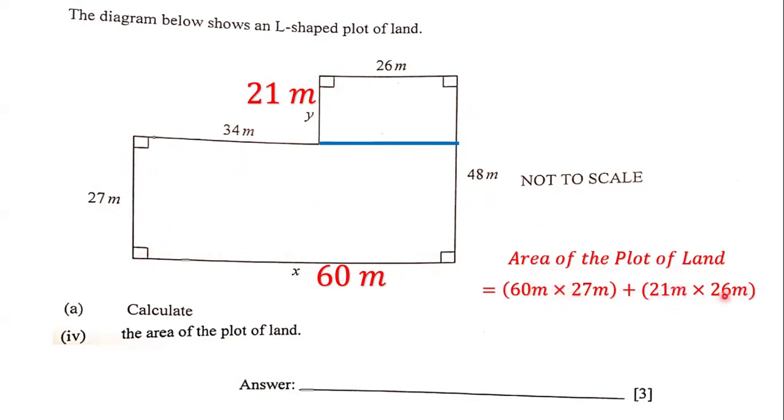And the area of the second rectangle is 26 meters multiplied by 21 meters. If we multiply them, 60 times 27 is 1,620 meters squared, and 21 times 26 is 546 meters squared. And so we have to add these two together, and when we do, we get 2,166 meters squared. And that's going to be the area of this plot of land. So the area of this plot of land is 2,166.